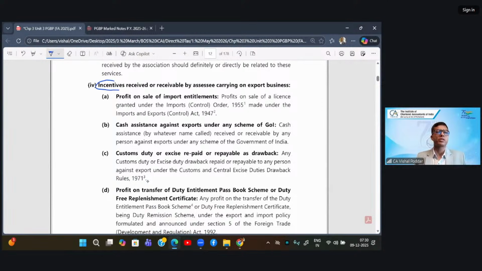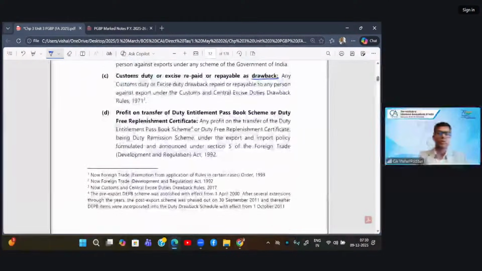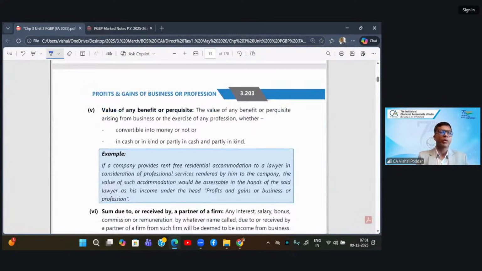Similarly, where you are receiving any incentives from the government. Now, many times this is relating to export. So what types of incentives are you getting? You are earning profit on sale of some import license, or some cash assistance is given by the government. Some duty drawback or refund is given by the government. So these are those different schemes where because of your export, some export related benefit, subsidy, or incentive was given, which is taxed under this head.